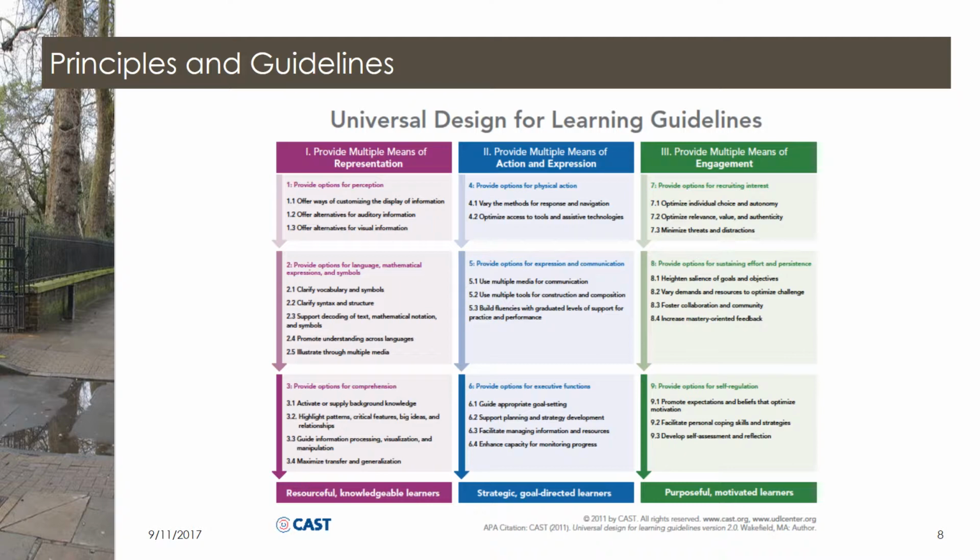Universal Design for Learning guidelines are divided into three sections which correspond to the three networks: recognition, strategic, and affective. Section 1 covers multiple means of representation and is intended to create resourceful, knowledgeable learners. Section 2 covers multiple means of action and expression and is intended to produce strategic, goal-directed learners. Section 3 addresses multiple means of engagement and is intended to create purposeful, motivated learners.